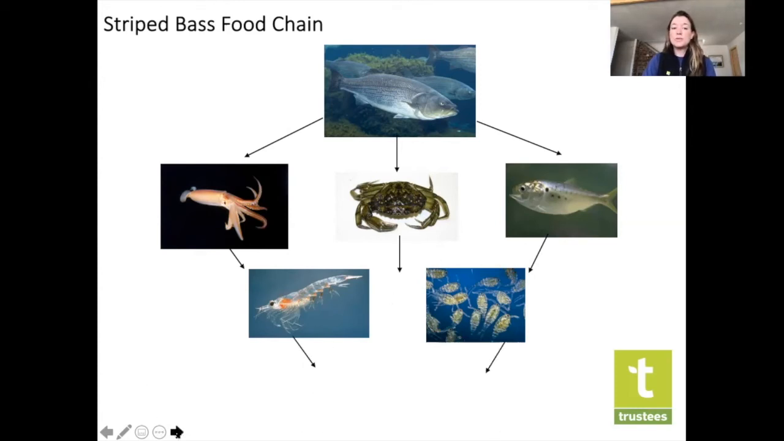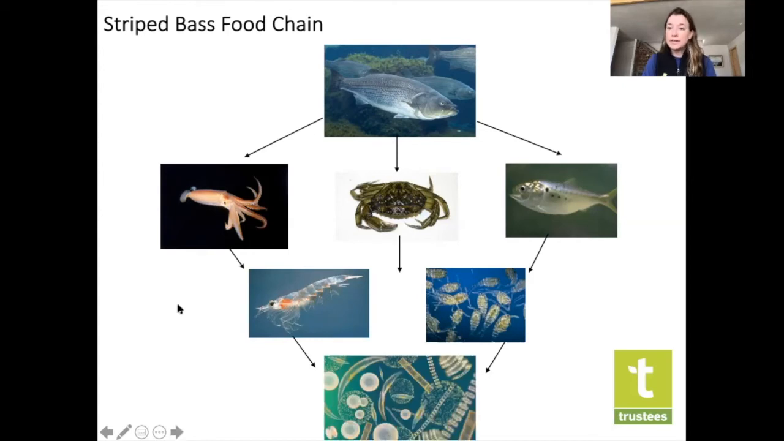And then the zooplankton are eating phytoplankton. Phytoplankton is at the base of our food chain here and is really the base of the entire marine environment food chain. This is what is causing primary productivity, and it's that base layer of the marine food web.